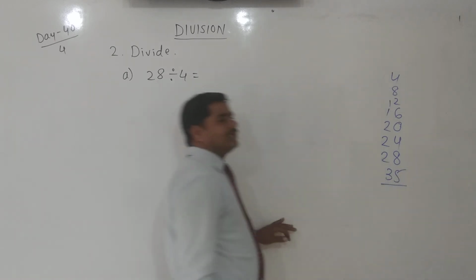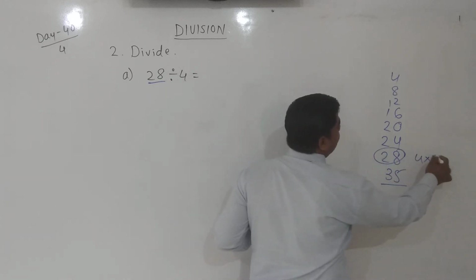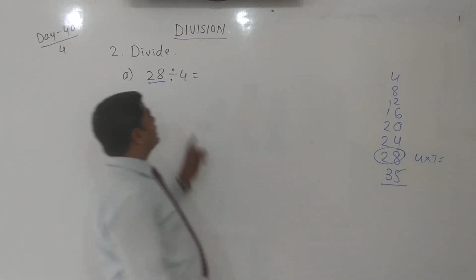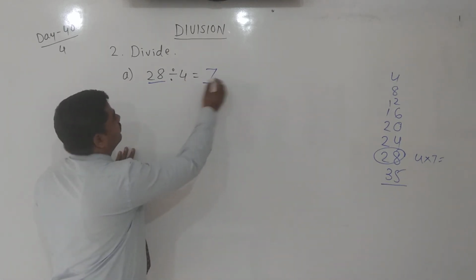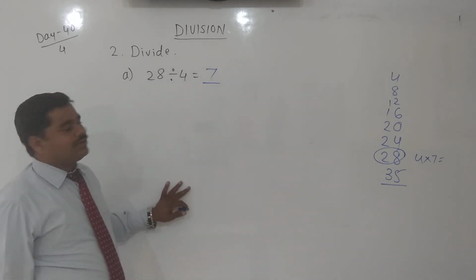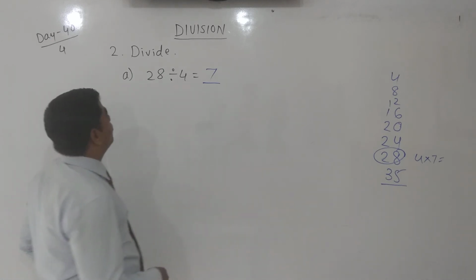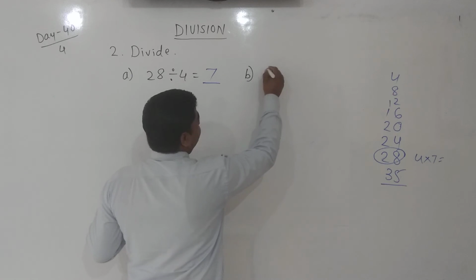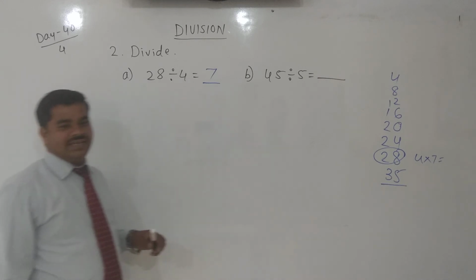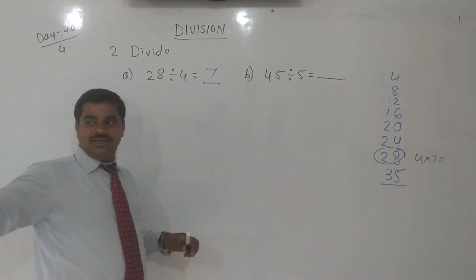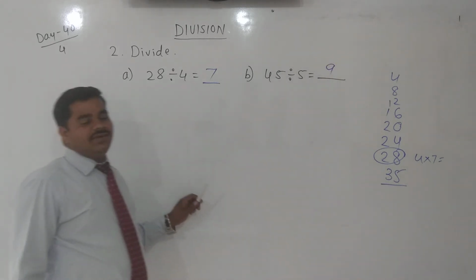But we want what number? Yes, 28. 4 how many times is 28? Yes, 4 sevens are 28, so we have to write the quotient as 7. Correct? 28 divided by 4 gives us 7, as 4 sevens are 28. One more, it is 45 divided by 5. Yes, 5 ones, count. 5 how many times is 45? Correct. 5 nines are 45.